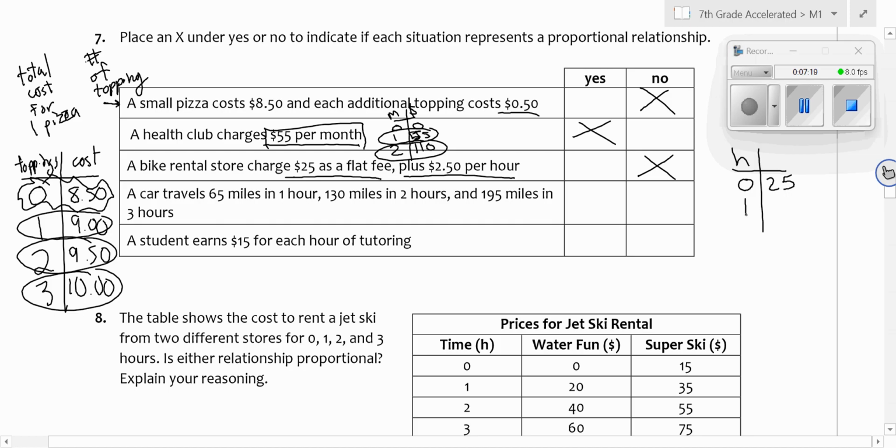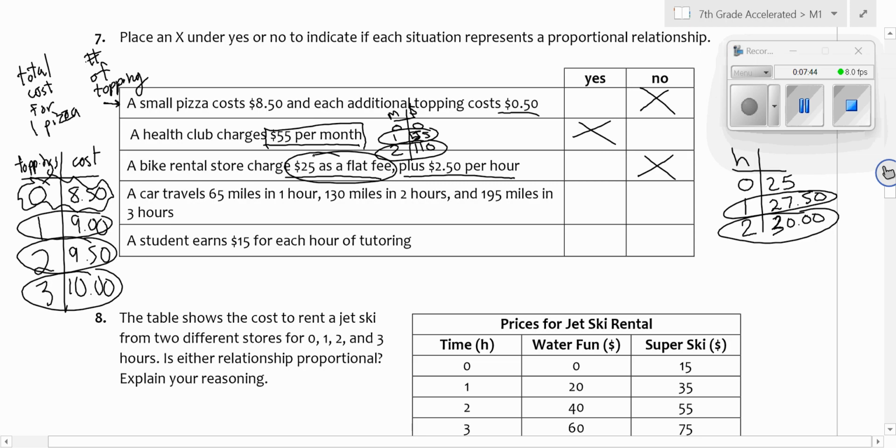And then if we go for 1 hour, we're going to add on $2.50 to that. So if you go to 2 hours, you have another $2.50, which would give us $30. Okay, and then we can also check to see if these ratios are equivalent, which 30 divided by 2 is going to be 15. So that's not even close to 27.50 divided by 1. All right, so that would be a no, and you can see it because of this flat fee that starts you off right at 0 hours.